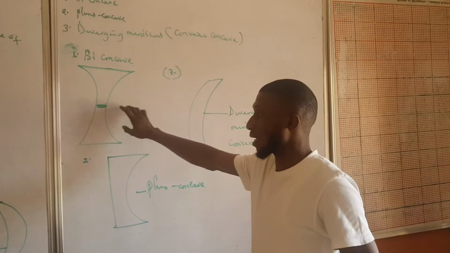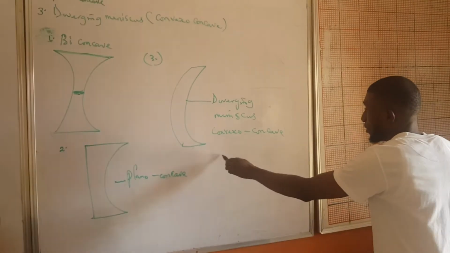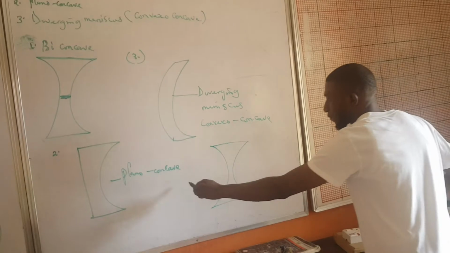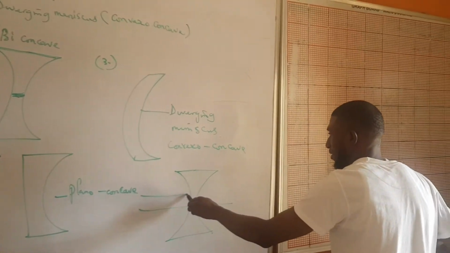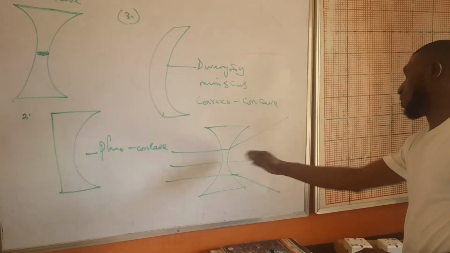Now in this type of lens, what we discover is that because the middle is tinier than the edge, any ray of light passing through this one will diverge after passing out from one medium to another.